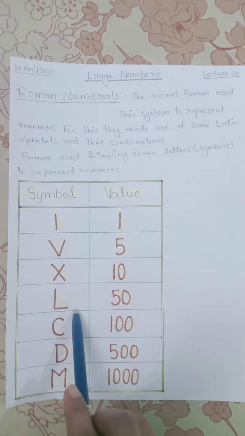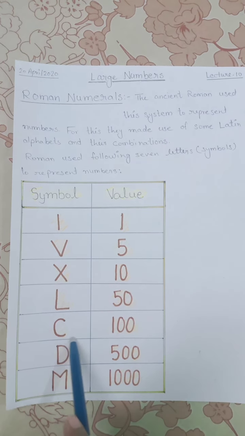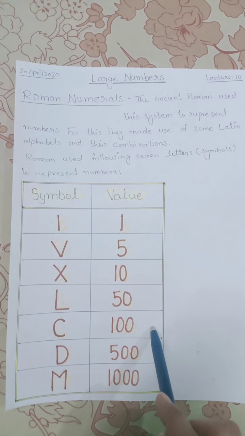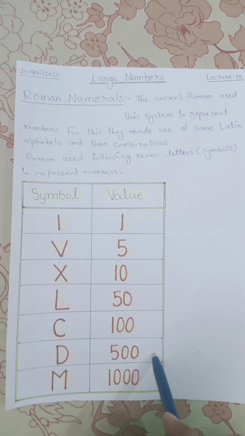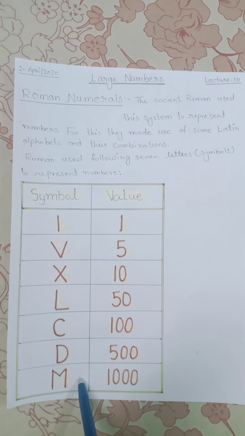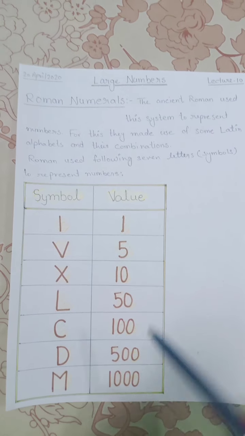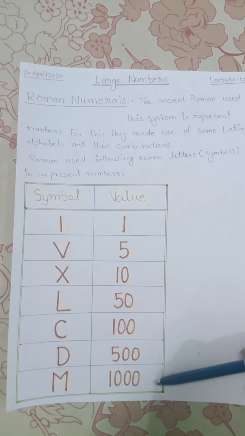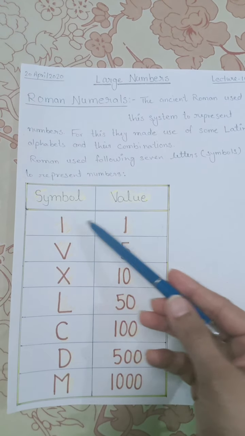For this symbol, the numeral will be what? 50. And for this symbol, the numeral value will be 100. And this symbol, what will be the value? 500. And for this symbol, what is the value? 1000. So, if we want to write these Hindu numerals in Roman numbers, what do we have to do?